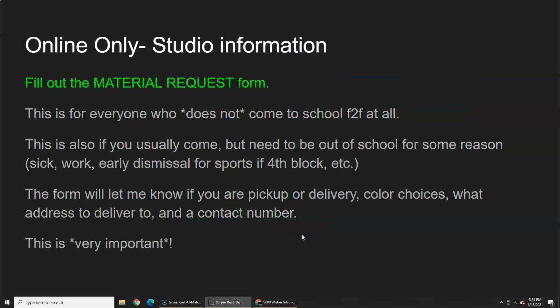So that's it. Please, please, please remember to fill out that information, the material request form, if you are doing the studio part at home. If you're coming to school, don't worry about it because you will be given your materials here at school. Okay, thank you.